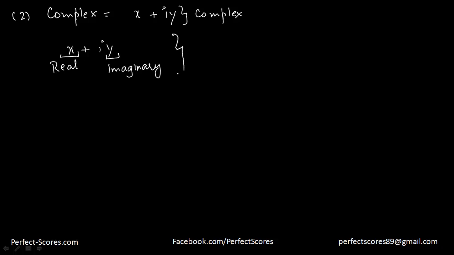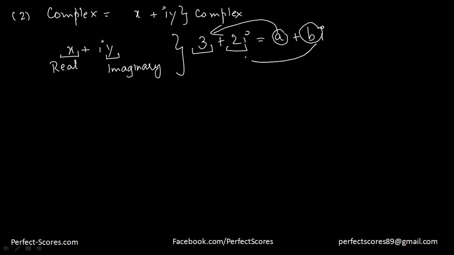So if I have to equate, let's suppose I pick up the value of 3 plus 2i, right? So this 3 is actually the real part of the complex number and 2 is the imaginary part of the complex number. If this is actually equal to some complex number a plus bi, then from here I can say that the value of a is equal to 3 and the value of b is equal to 2.